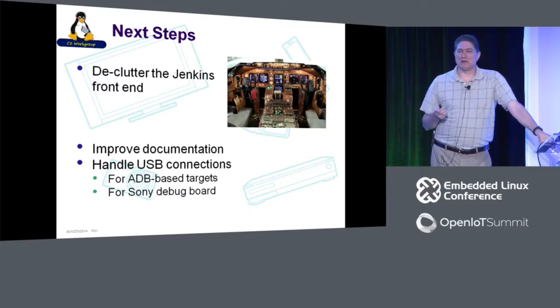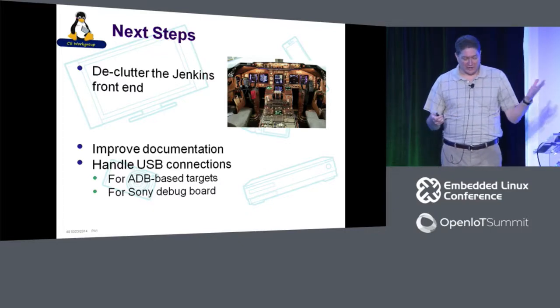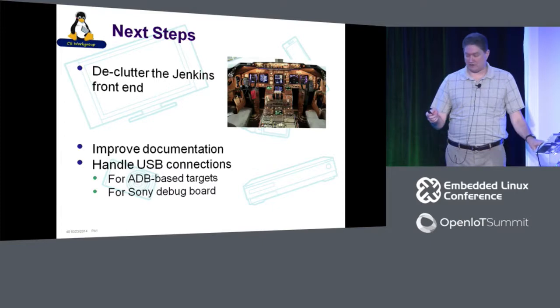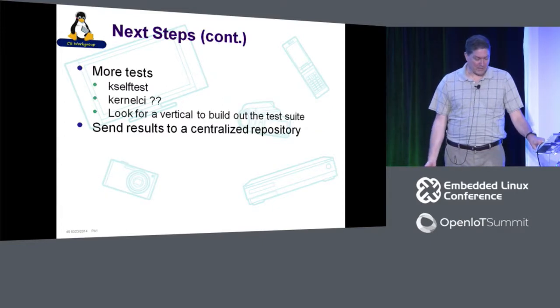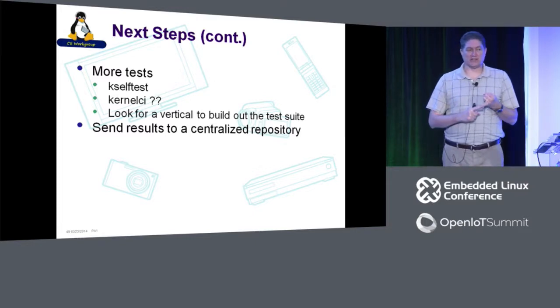Want to do a little bit better at handling USB-type connections, specifically for ADB-based targets. Sony has just recently open-sourced a hardware project that we did for a Sony debug board. We want to make sure we have the integration for that in there if people want to use that. And then, of course, we want more tests. One of the first things we want to do is KSelftests. We'd like to see if there's a way to integrate the kernel CI stuff.